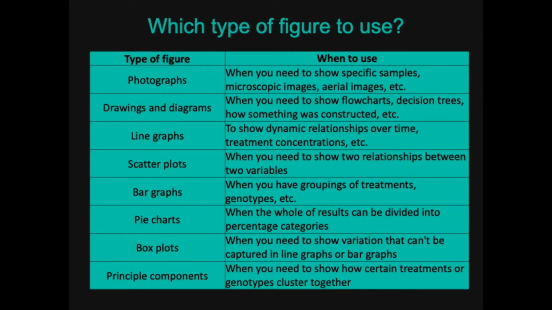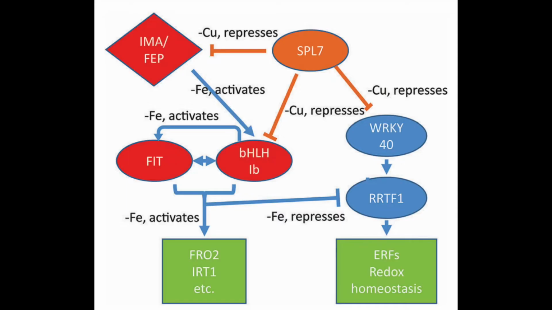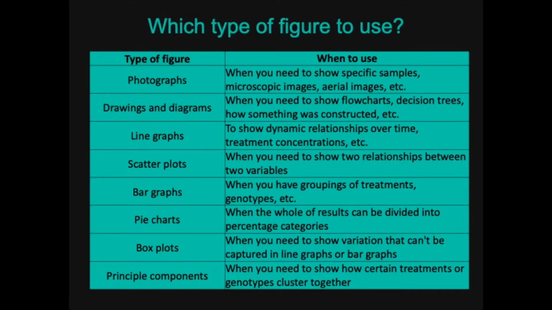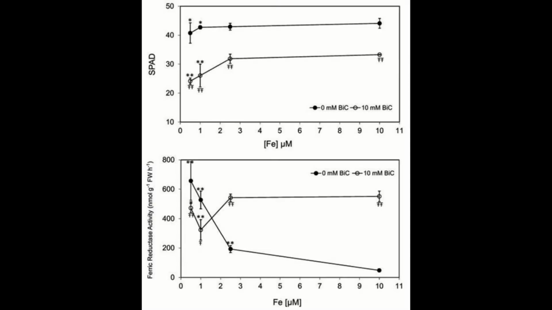Drawings and diagrams can be very useful when you need to show flowcharts or decision trees, show how you built something or how a pipeline was constructed. Drawings and diagrams are great for that. Line graphs are probably the most common type of figure, and they're used to show dynamic relationships over time, concentrations over temperatures, different changing variables that might affect whatever is being measured. So that's what I mean by dynamic relationships.